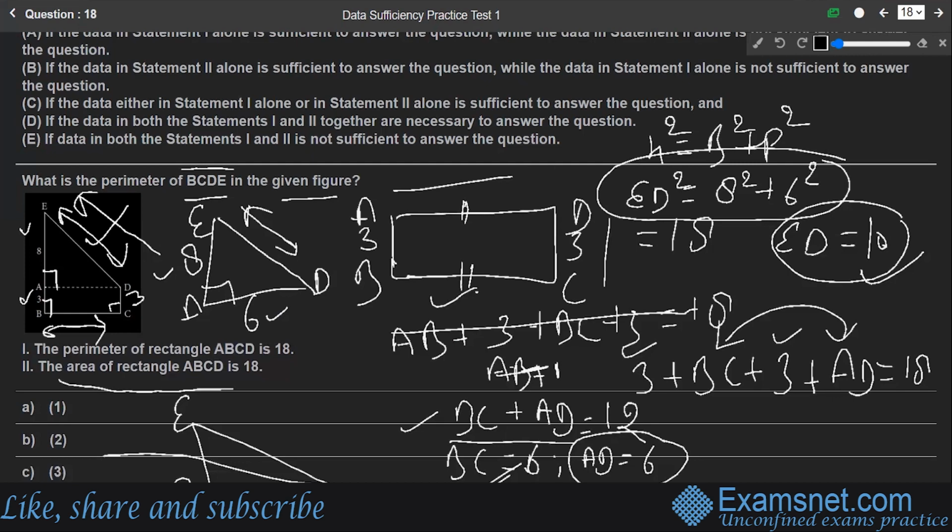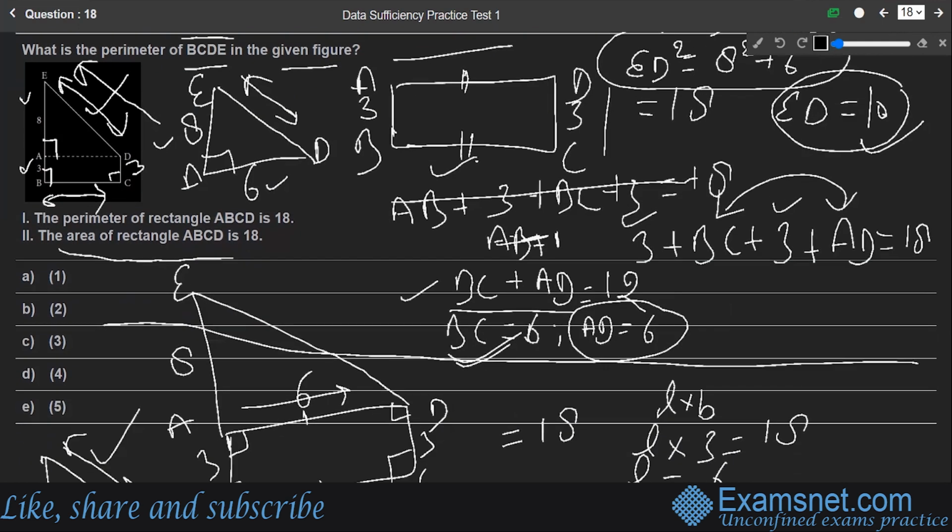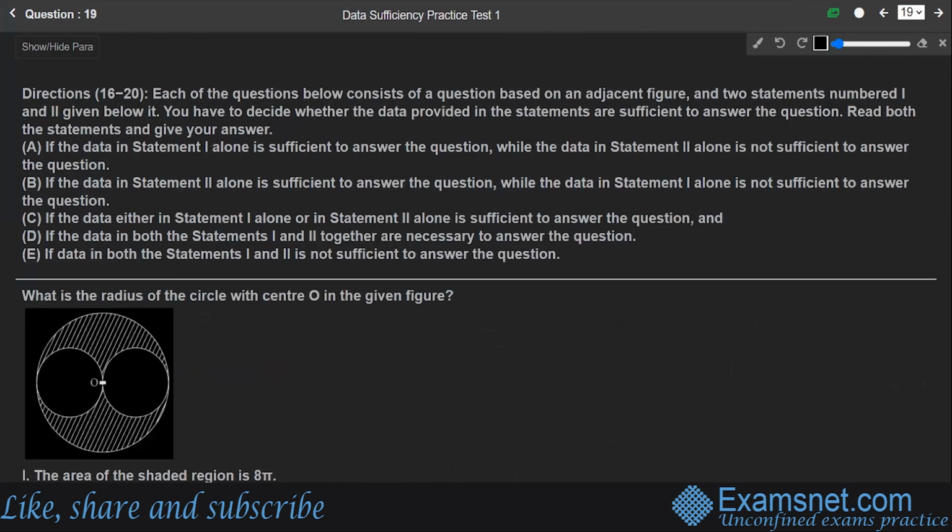So clearly the data provided in both the statements together is sufficient to answer the question. So in this case we have the option called C: data in statement 1 alone and statement 2 alone is sufficient to answer the question. So option C becomes the right answer. Now let us see the next one.